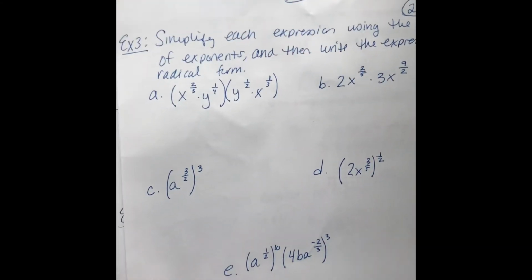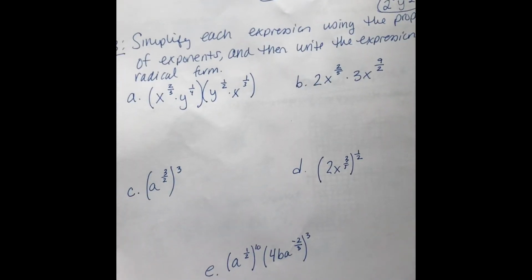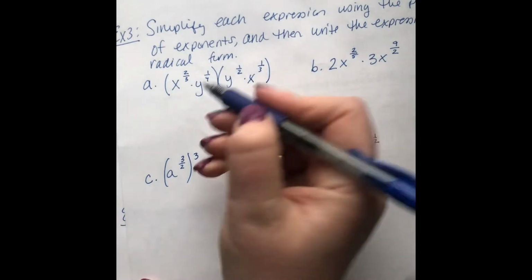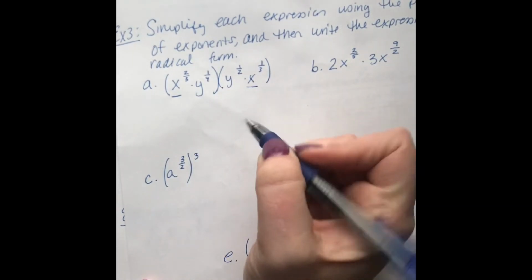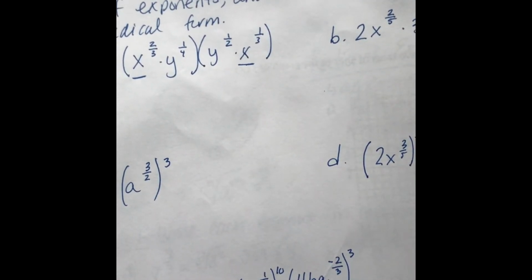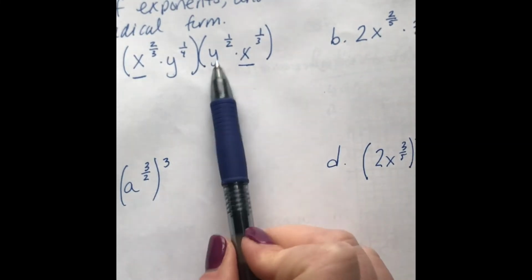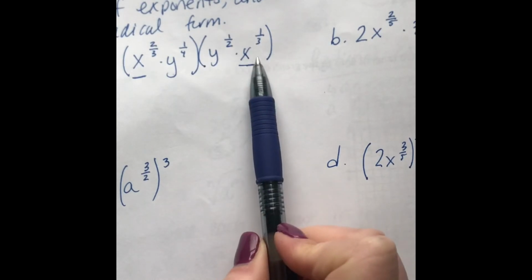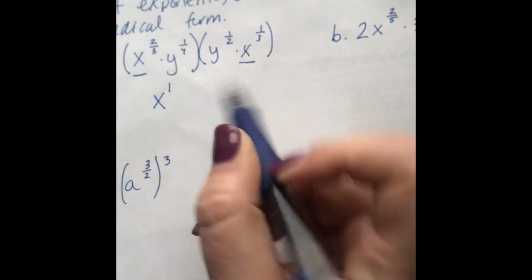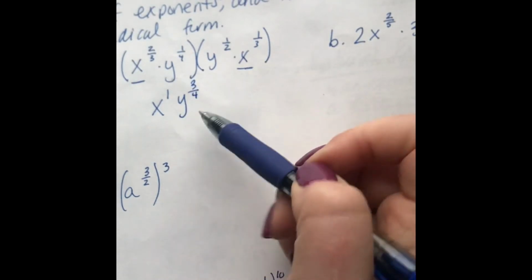All right, example type number 3, we're going to simplify each expression using the properties of exponents and then write the expression in radical form. So just like before, if they have the same bases, here's an x and here's an x, you add the exponents. So if you can't really see it, it's x to the 2/3, y to the 1/4, y to the 1/2, x to the 1/3. So when you combine them, 2/3 plus 1/3 is just x to the 1. 1/4 plus 1/2 is y to the 3/4. So that's our first answer when we simplify it.